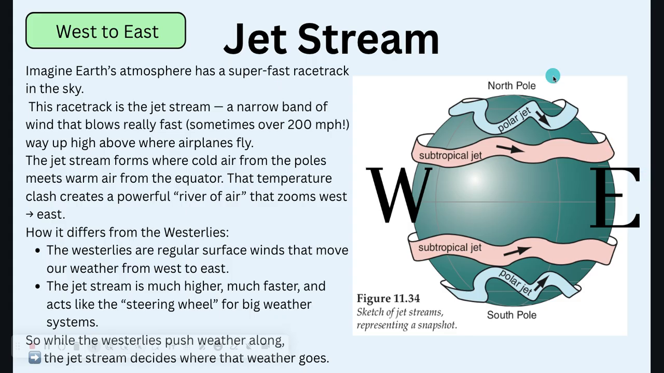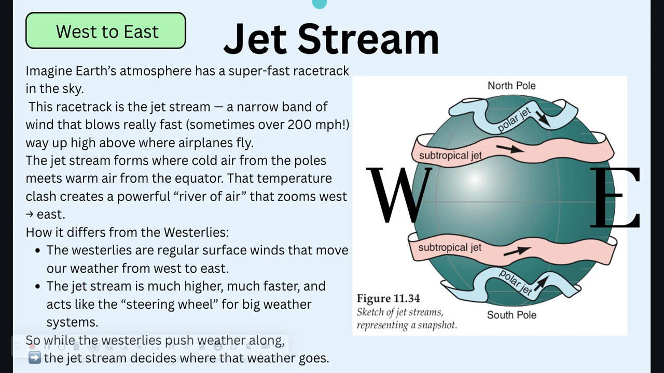All right, now to get to the jet stream. The jet stream moves west to east. Imagine the Earth's atmosphere has a super fast racetrack in the sky. The racetrack is the jet stream, a narrow band of wind that blows really fast, sometimes over 200 miles per hour, way up high above where airplanes can fly. The jet stream forms when cold air from the poles meets warm air from the equator. The temperature clash creates a powerful river of air that zooms west to east.